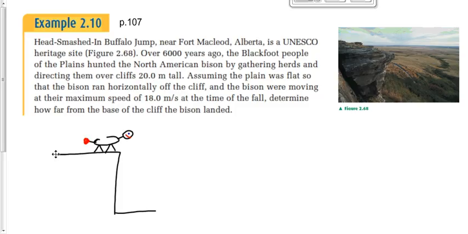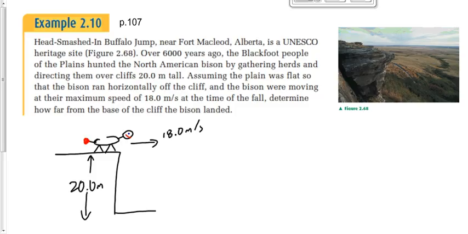Red-tailed buffalo. All right. Anyway, this red-tailed buffalo is going over this cliff 20 meters high. Let's label that right now as 20 meters high. How fast is this bison, this red-tailed buffalo, moving? 18 meters per second. That's pretty fast, actually, 18 meters per second. It runs horizontally off the edge of the cliff. Look what happens to it.